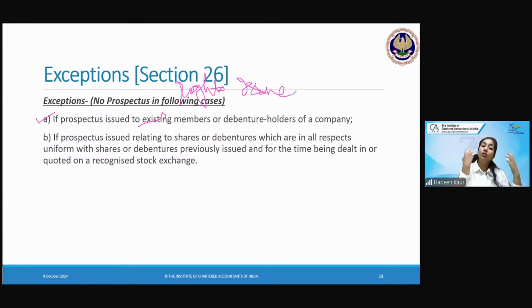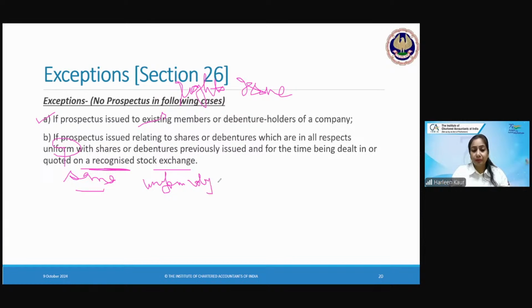Now, when you're issuing the shares to the existing shareholders or debenture holders, you don't need to issue a fresh prospectus. So there are two cases in which no prospectus is required. Number one, when the prospectus is issued to the existing shareholders or debenture holders, means you're coming up with the rights issue. Or in case where the prospectus is issued related to shares and debentures, which are in all respects uniform. Uniform means same class of shares are being issued, which have already been quoted on the recognized stock exchange, having the uniform voting rights.